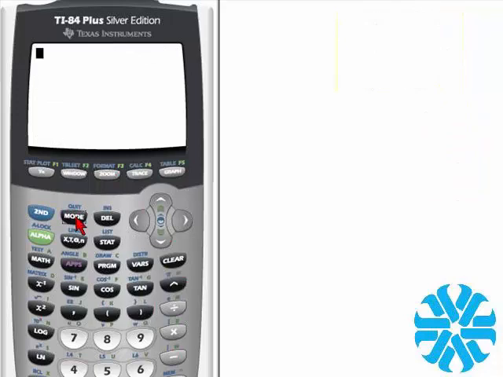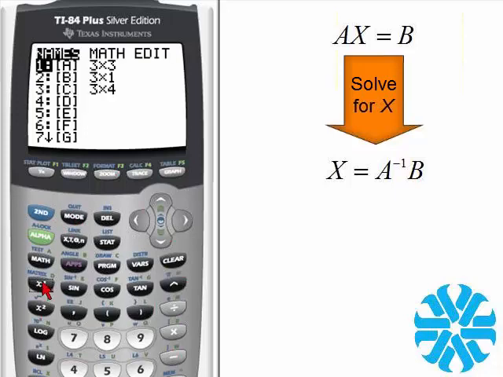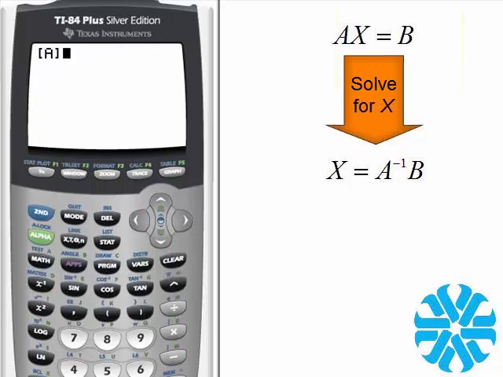Now remember, we're going to use matrix A times the variable matrix X is equal to matrix B. And then once again, when we solve for the variable matrix X, we get X is equal to A inverse times B. So let's go ahead and do that. We want to take A inverse, so second function matrix. We want matrix A, select enter. We want the inverse of that.